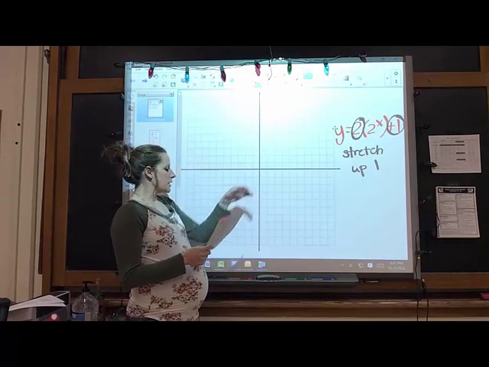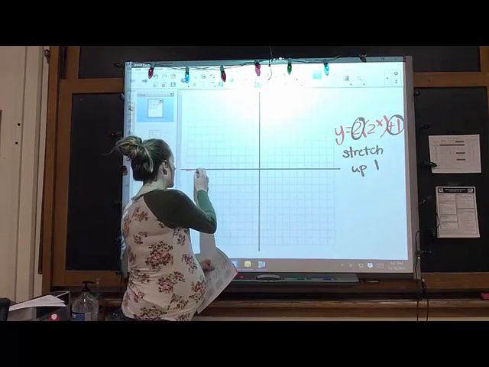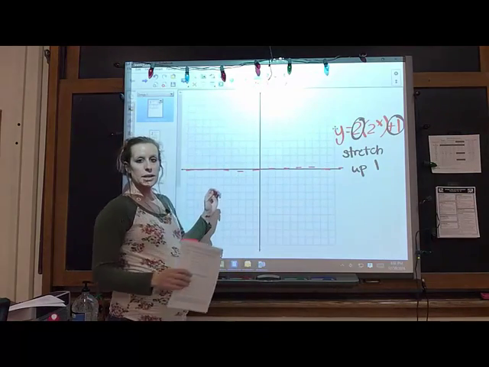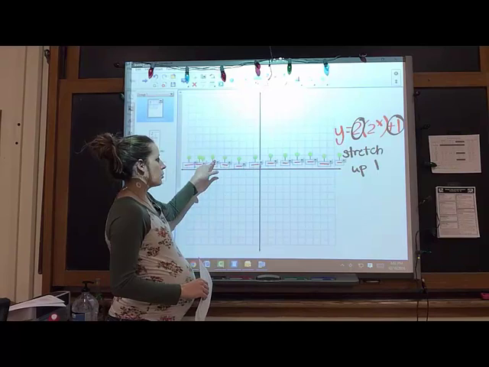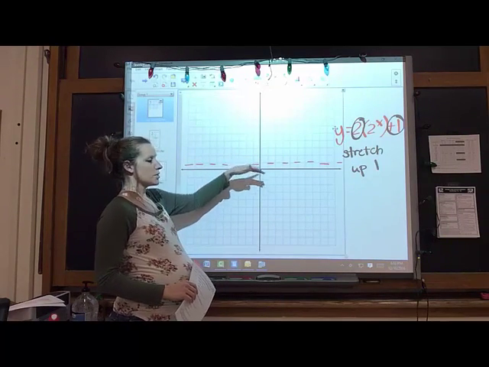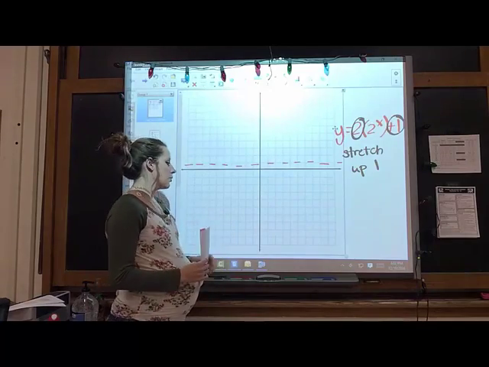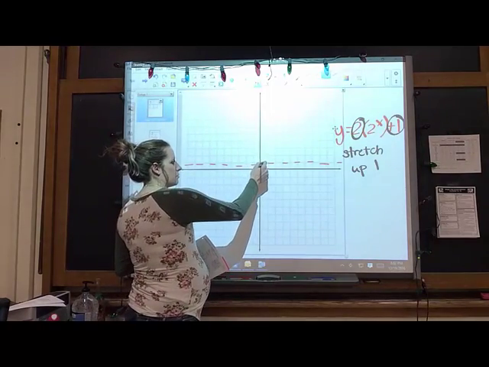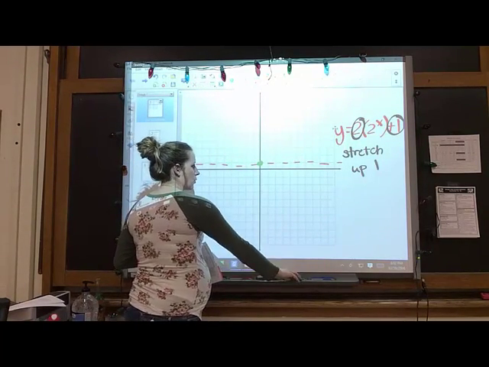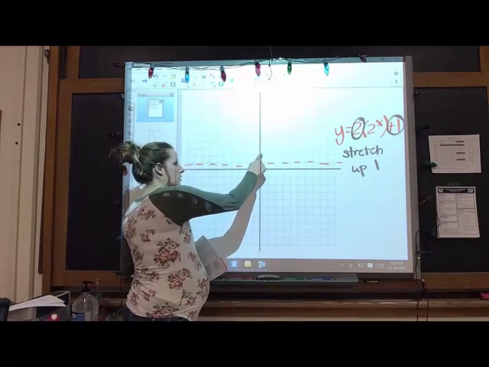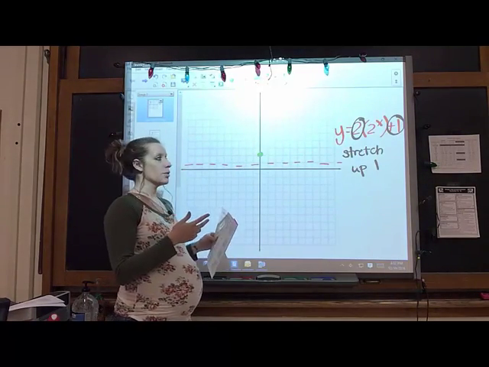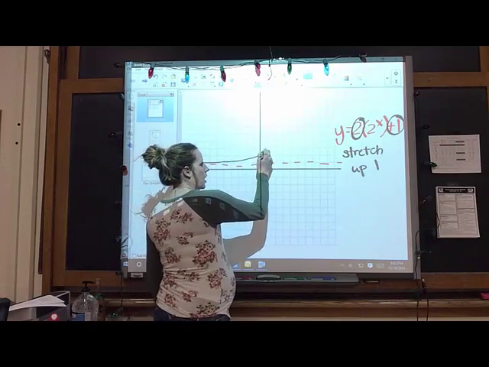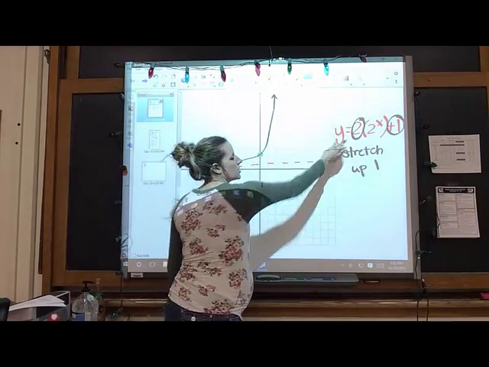So this exponential function that normally has a horizontal asymptote at 0, we're going to take that asymptote and move it up 1. So instead of it being at 0, now it's going to be at 1. That point that's normally at 0, 1, we're going to move up 1. So now it's at 0, 2. And then we're going to make our graph. Make sure whenever you draw it, it looks a little steeper because we are stretching it.